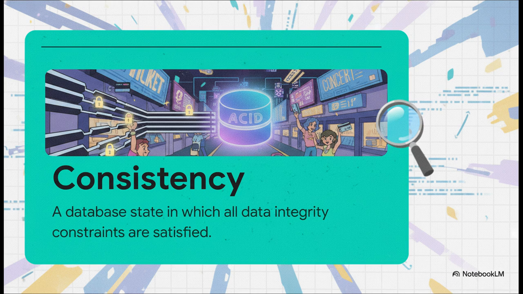Next is consistency. This one makes sure a transaction can only take the database from one valid state to another valid state. For example, let's say a rule in your database says inventory can't go below 0. Well, if a transaction tries to sell a product that's out of stock, it would violate that rule. So the system just rejects it, making sure the database's rules are never, ever broken.